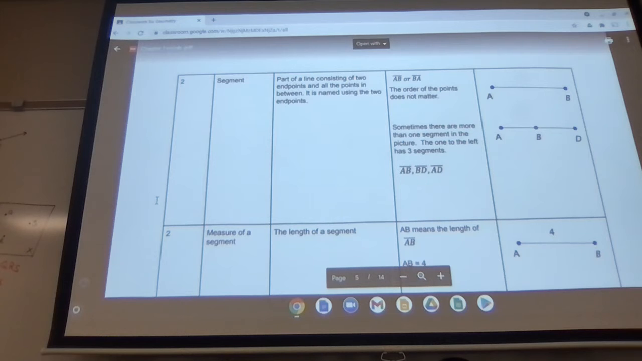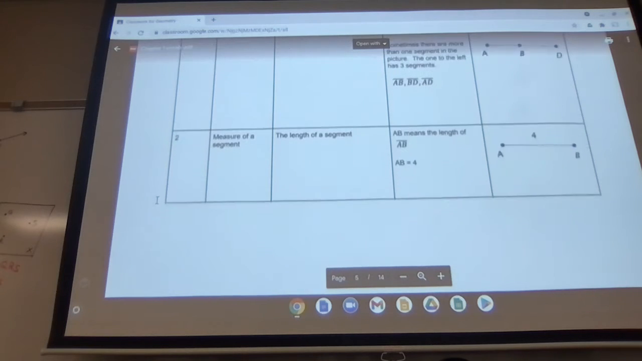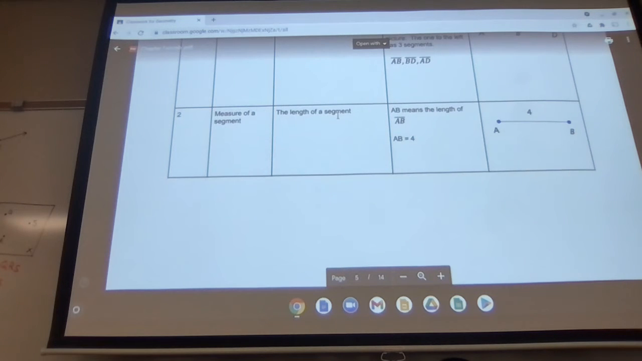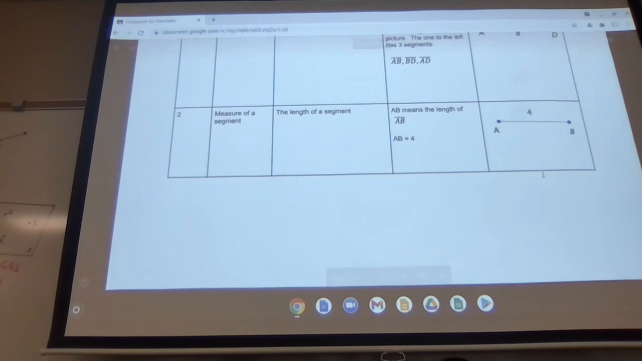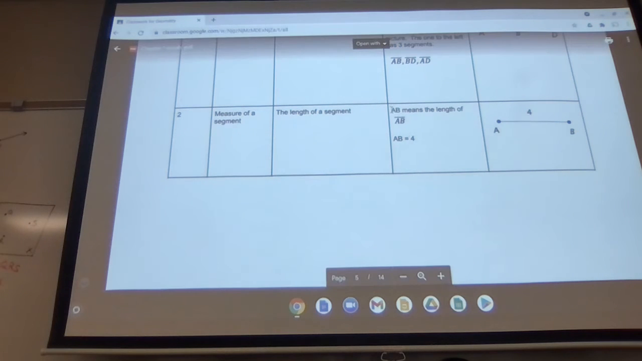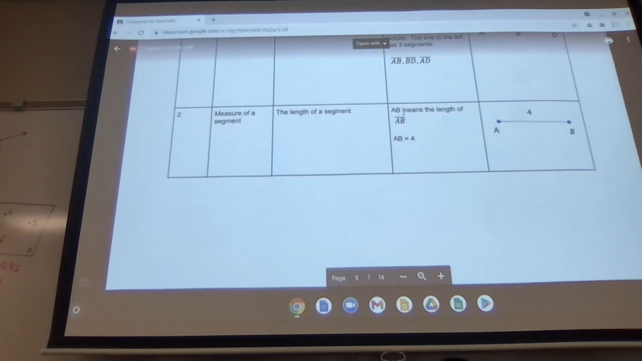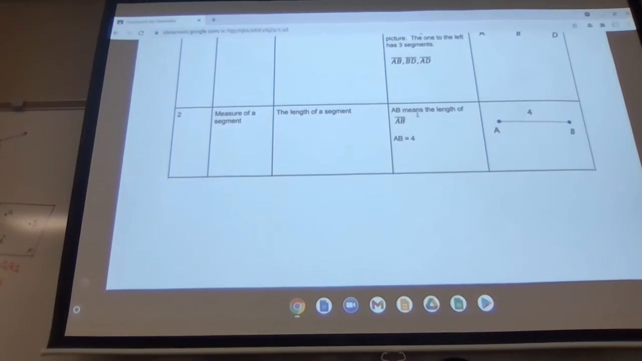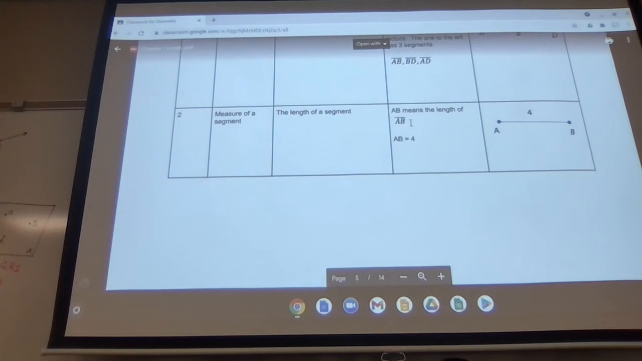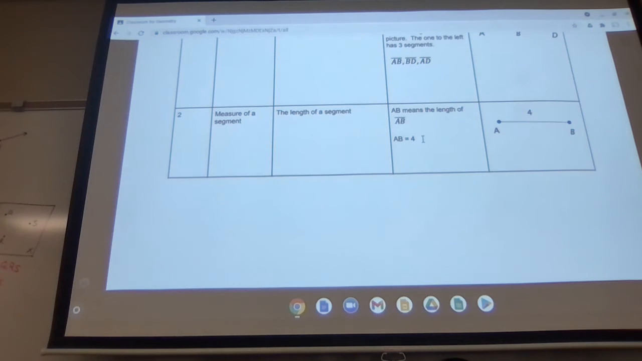Okay, if they ask you for the measure of a segment, the measure of a segment is the length, how long the segment is. Okay, so over here in this picture, this segment AB, they put a little 4 on top of it. That means the length of that segment is 4. If they put 2 capital letters next to each other, that's how they designate that they want you to find the length of the segment. So the capital letters A and B next to each other means they want you to find the length of segment AB. In this case, that length would be 4.